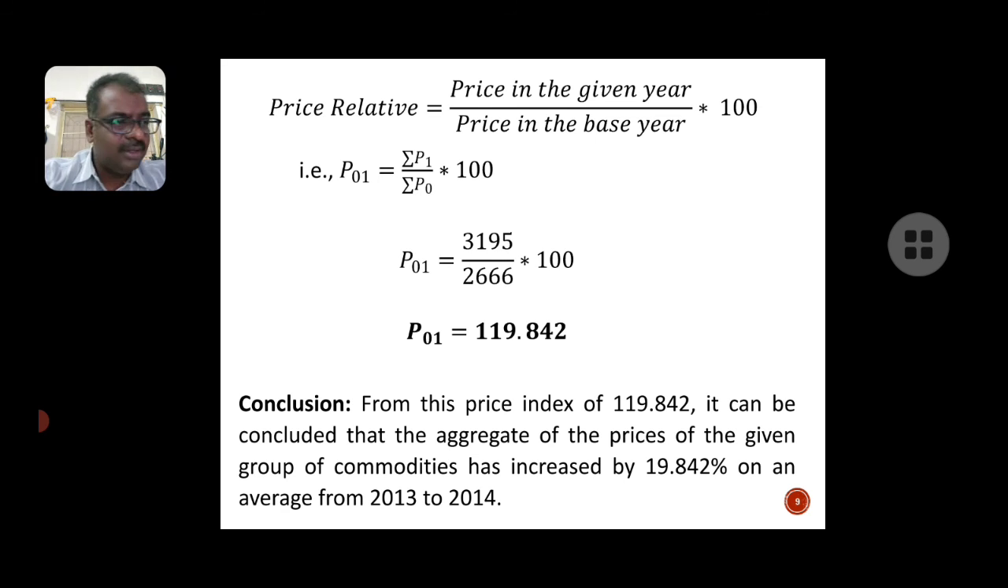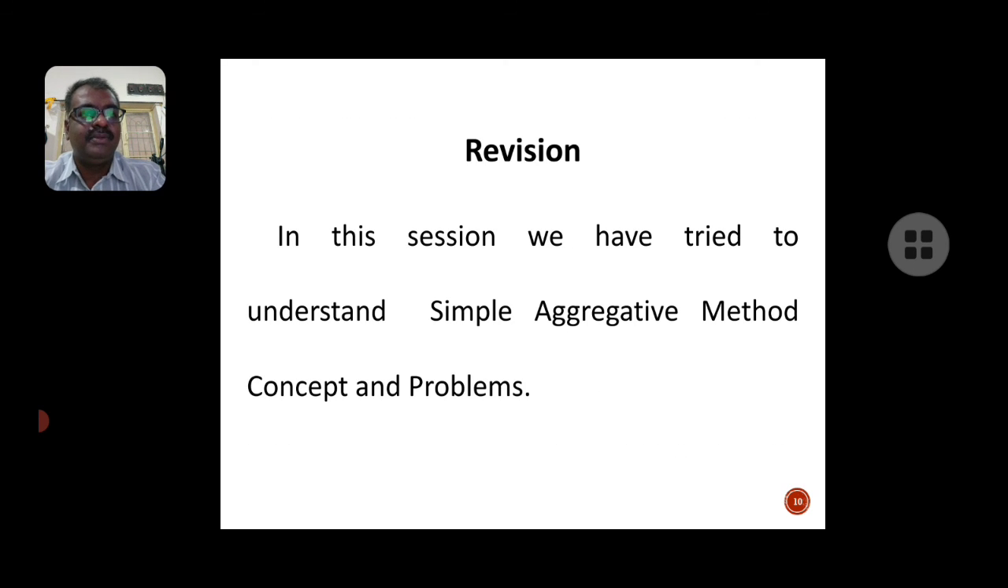There is no confusion, there is no difficulty in calculations. That is why in the merits it is mentioned: it is the easiest method to understand as well as to calculate. So that's all for this particular session. In this session we have tried to understand the simple aggregative method. What is the meaning? How do we compute? What is the formula? And what are the merits and what are the limitations?